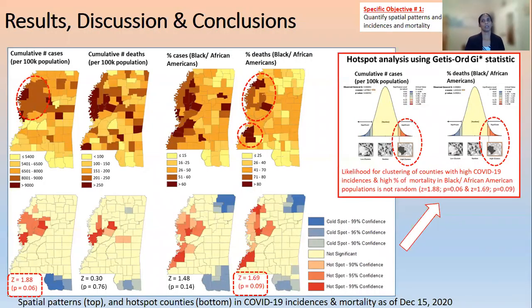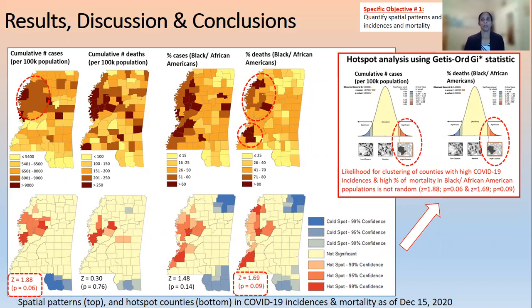Here we have our county level spatial maps for COVID-19 variables. We can clearly see clustering of counties with high and low values for all COVID-19 variables: cumulative number of cases, cumulative number of deaths, and also when we look at percentage or proportion of cases from Black or African Americans, and also the deaths from Black or African Americans.